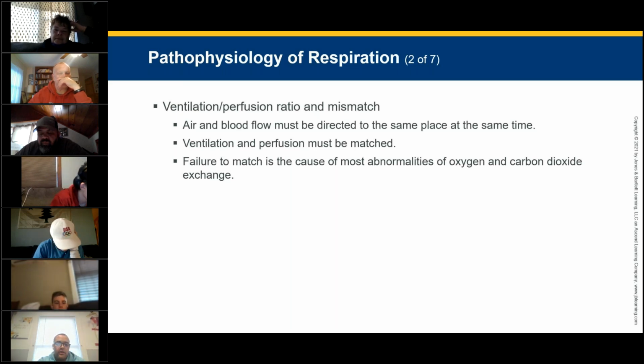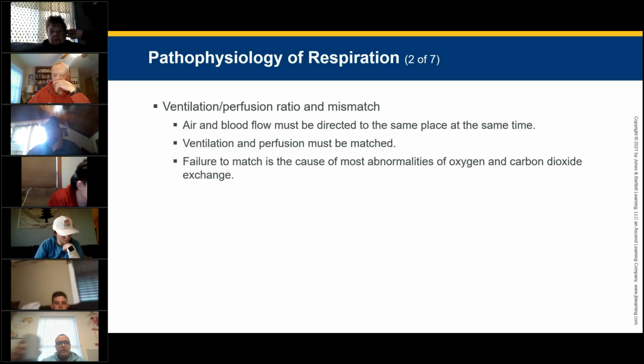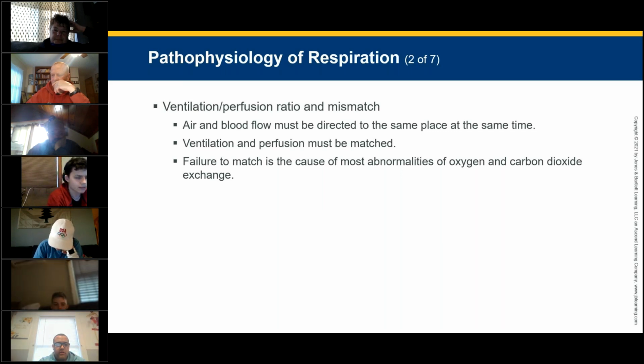Ventilation to perfusion ratio and mismatch. Ventilation and perfusion must be directed to the same place at the same time. Failure to match your ventilation and perfusion is the cause of most abnormalities of oxygen and carbon dioxide exchange. Your body is always striving for something called homeostasis, which is the normal level. Your body's always striving for things to be normal, for things to be in sync. And that's what they're talking about here, the ventilation and perfusion ratio.